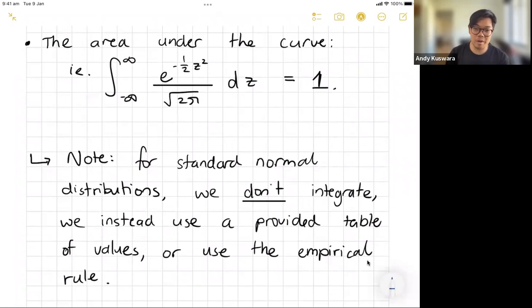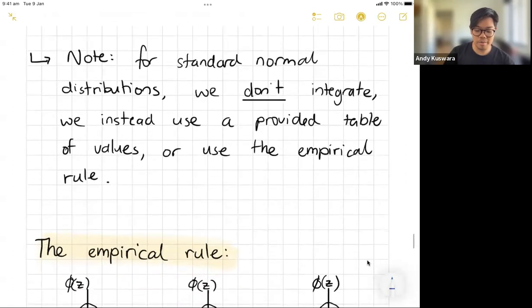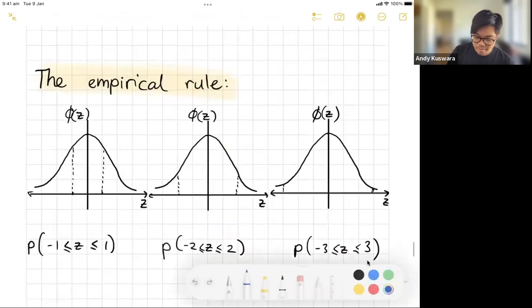But what we do is we either give you a table or we tell you this thing called the empirical rule, okay? So whenever they talk about the standard normal distribution, do not integrate, okay? I know before we have, but those were just for other probability distributions. If it says the standard normal distribution, we're going to calculate it in a different way. Okay, now the empirical rule is one that you've probably heard me talk about fairly often.